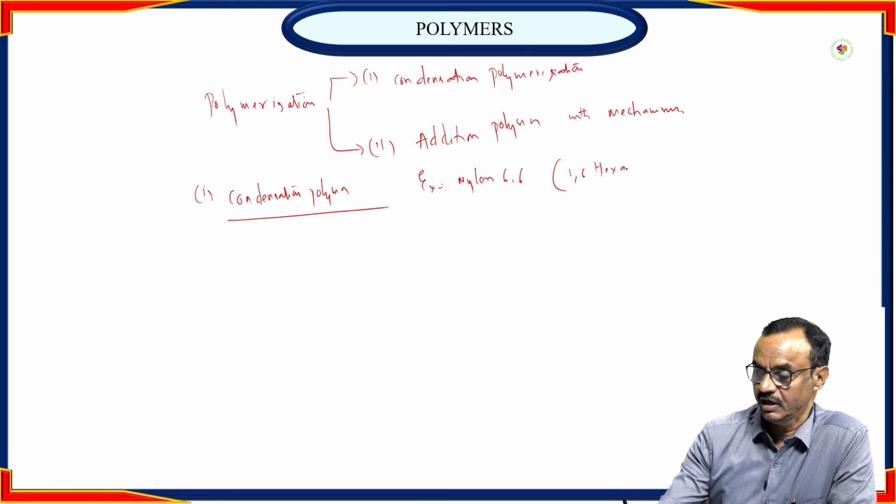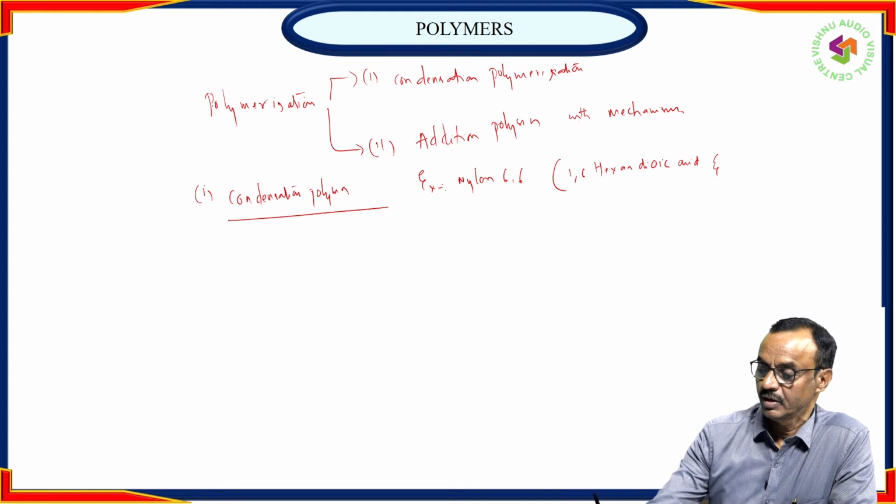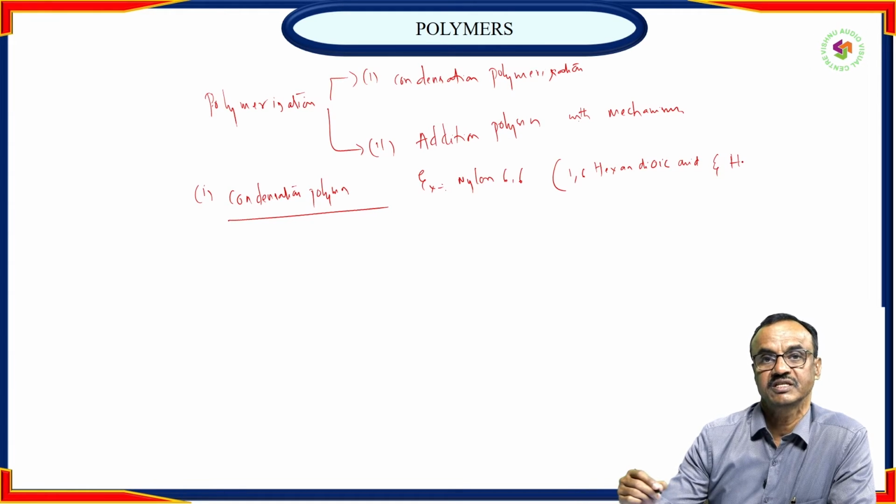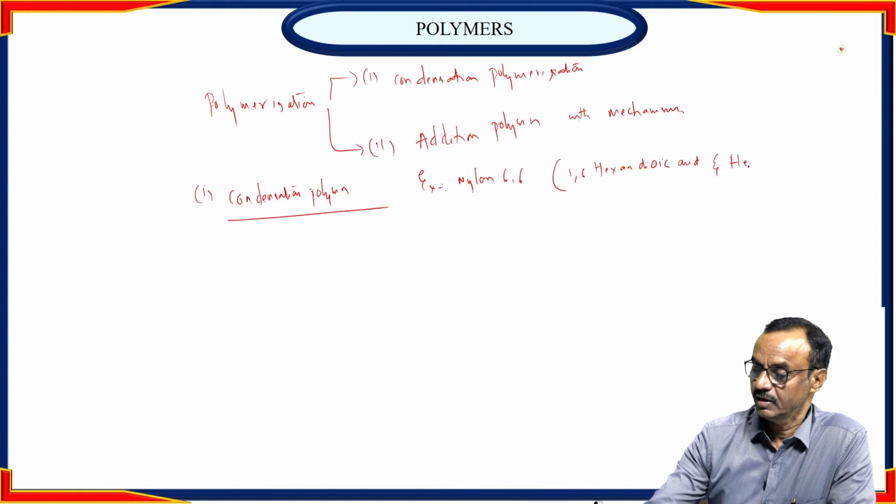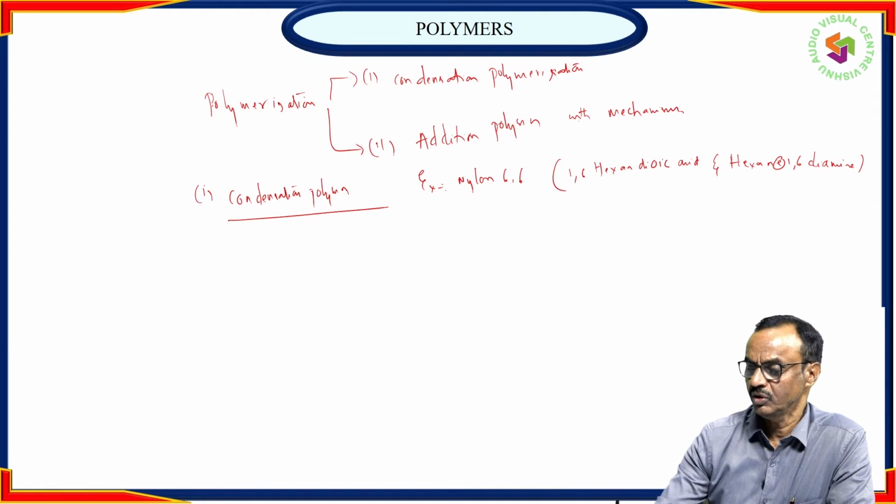1,6-hexanedioic acid: normal hexane, okay, with six carbons, saturated, no double bond, no triple bond. Instead of the E, you have dioic acid. And the other is hexane, normal hexane, where instead of the E you have diamine, 1,6-hexanediamine. It's very easy. You need to remember only these two.